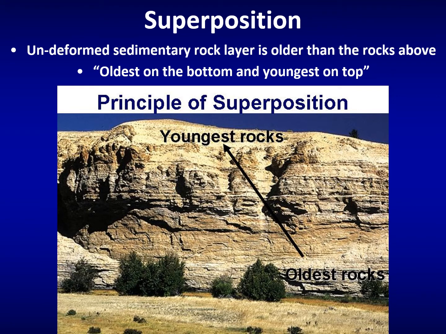The principle of superposition is another one of those common sense principles. It says the oldest rocks must be on the bottom and the youngest rock layers must be on the top. When looking at a set of rock layers, it makes perfect sense that the oldest layers have to be on the bottom, because they had to be there longer so that the younger ones could stack on top of them. So the oldest is on the bottom and the youngest is on the top. This is the principle of superposition.